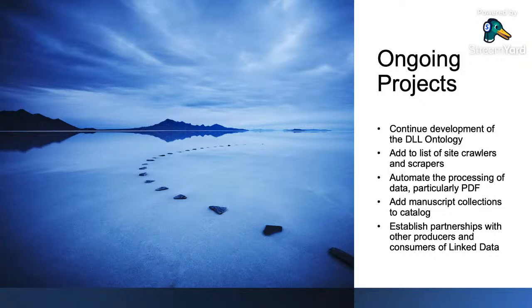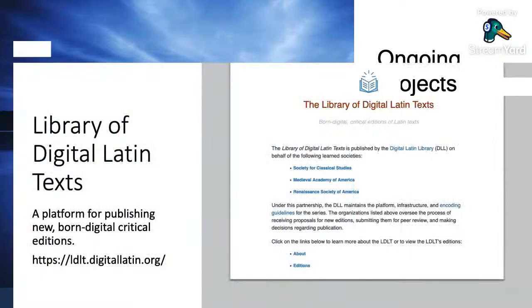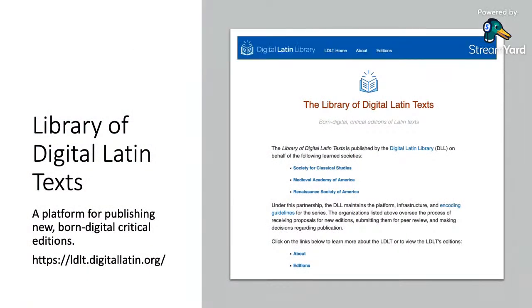Okay, now I'm going to move into the second part of the presentation, the Library of Digital Latin Texts, which is a platform for publishing new born-digital critical editions. And it's available there at ldlt.digitallatin.org for you to see if you wish, with plenty of information about the project and links to the pilot edition, or the test edition, that we did of Calpurnius Siculus.